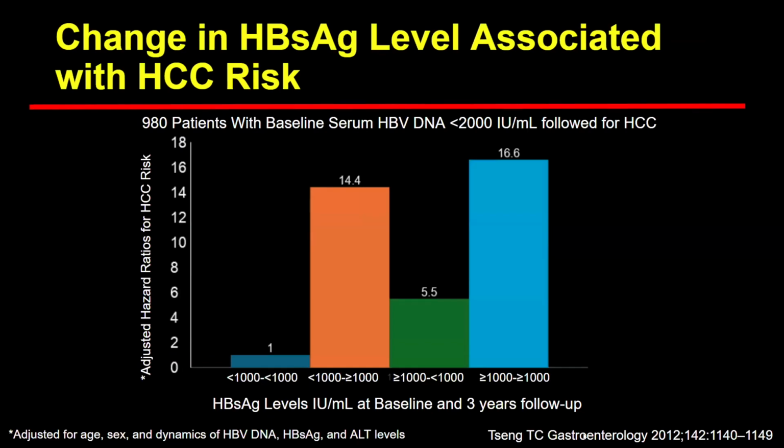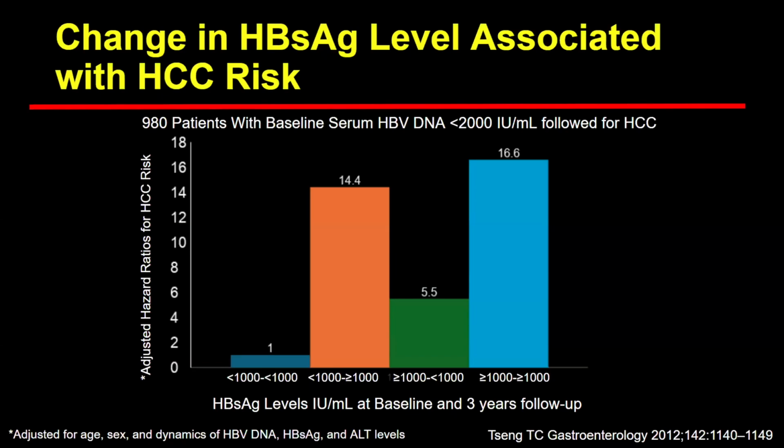Importantly, this study showed that changes in surface antigen level were associated with HCC risk over time. Patients with persistently low surface antigen levels, less than 1,000, shown by the dark blue bar, had the lowest risk of HCC. In comparison, those with persistently high surface antigen levels, more than 1,000, had the highest risk. Now, the direction of change also matters.